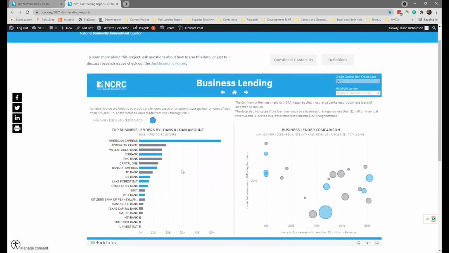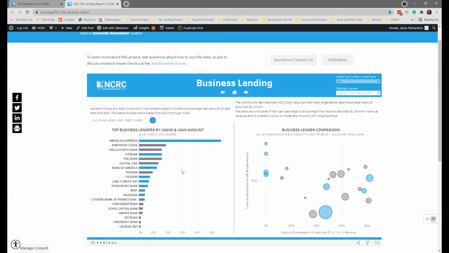Next, let's take a look at business lending. Unlike mortgage lending, CRA reports business lending with far less detail than we get for mortgage lending, but we can still tell a few things. So on the left side, we see the total number of loans for the top lenders. American Express made the most business loans, followed by JP Morgan Chase.